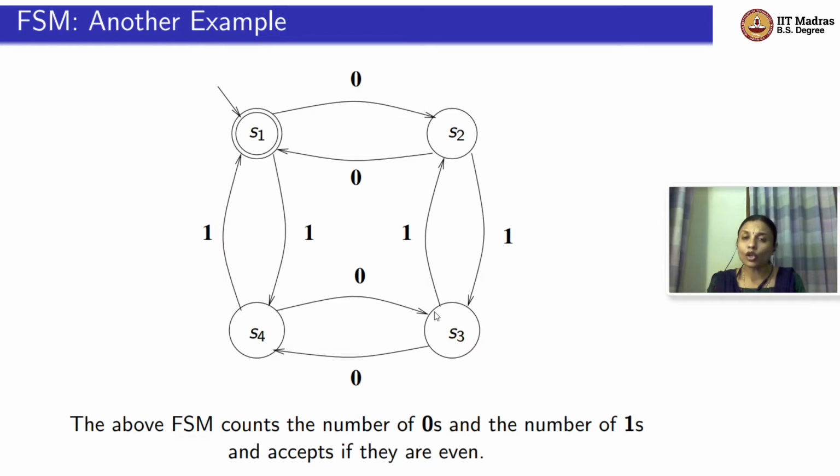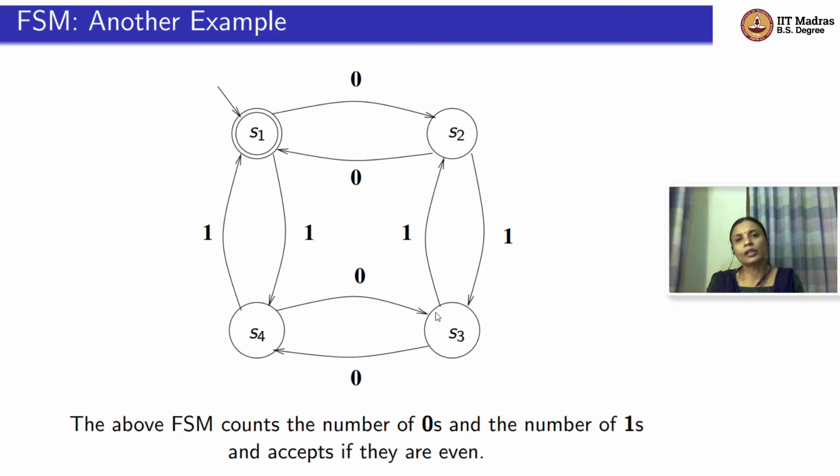Note that S3 is not a final state, and because the finite state machine ends up there, the path of the finite state machine as it reads the string ends up in a non-final state, so this particular string is not accepted. Rightly so, because the goal of this finite state machine is to accept strings with an even number of zeros and an even number of ones.